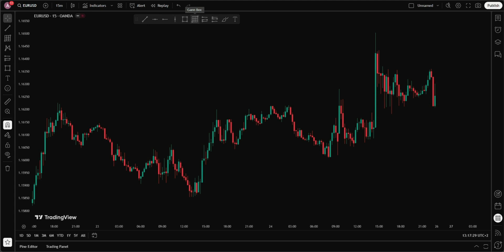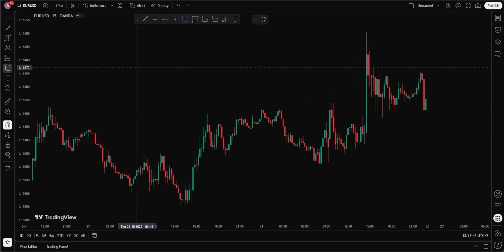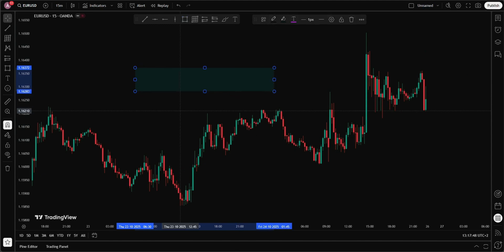The GAN box is for identifying entry order blocks. Then we have long position and short position tools for marking trades. Finally, the brush and text tools are used to highlight and write down important notes. To keep your favorite tools visible, click the star icon on the bottom left. Now let's customize our tools like this.